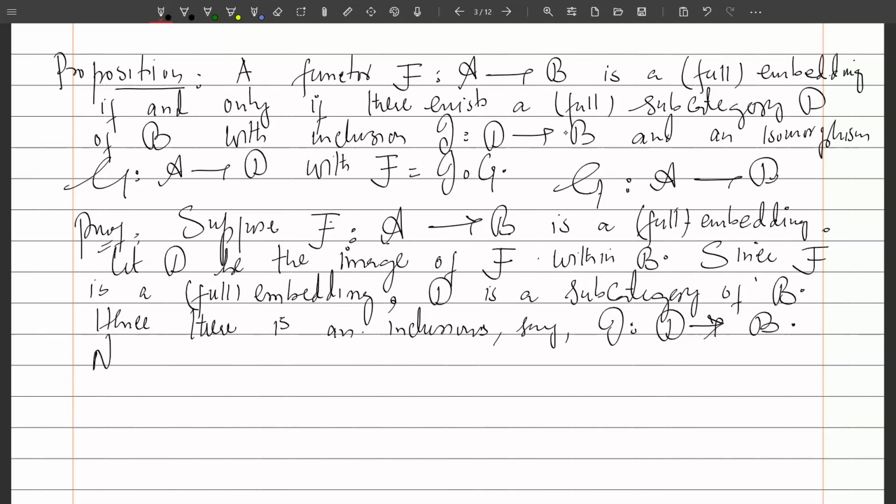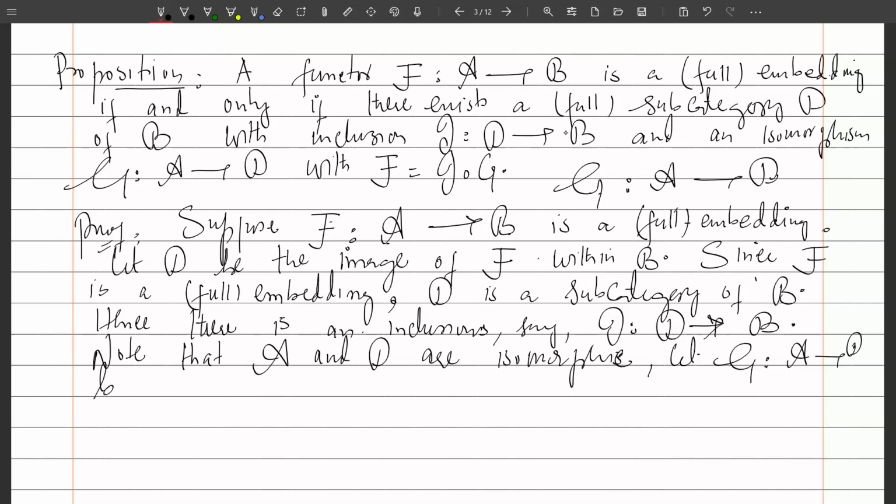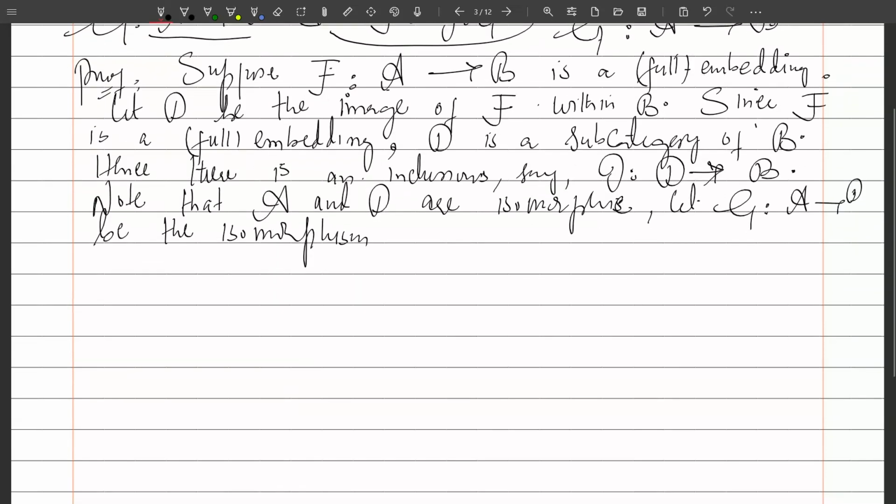So note that A and D are isomorphic, and let's say G from A to D be the isomorphism. So this is what we have to prove here. Now we have to prove this F is actually I composite G.